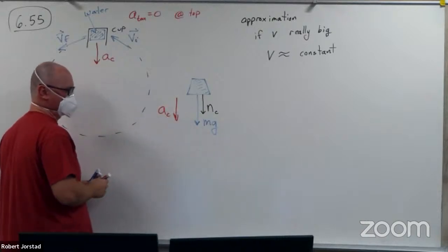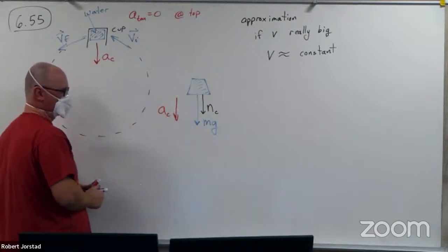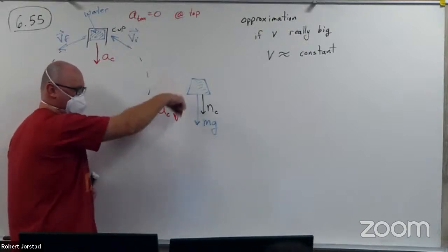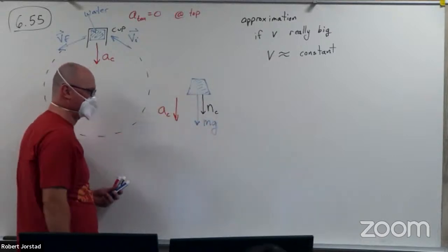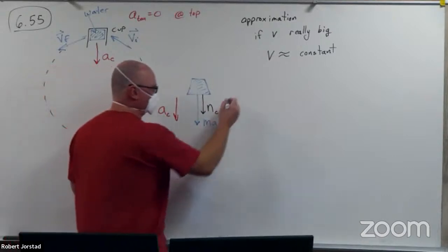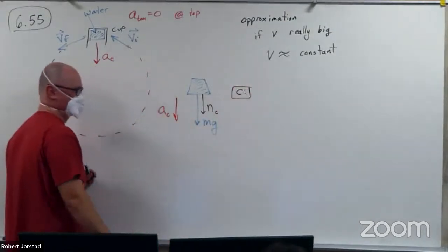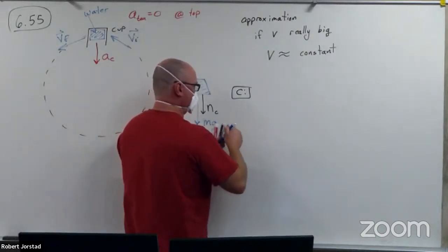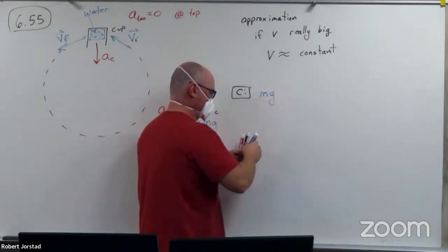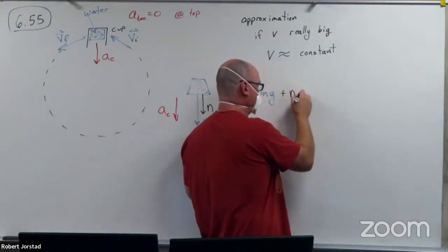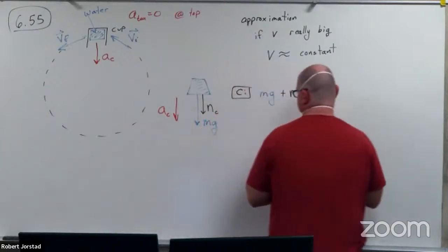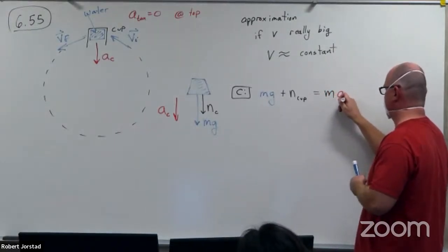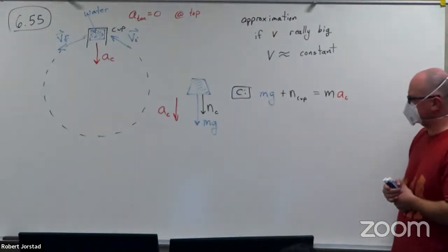Tell me the force equation. Which way do you want to call positive for this problem? Down, right? Everything's downward here. Give me the force equation in the centripetal direction, which is downwards. mg plus the normal force from the cup equals m a_c. Okay. So far, so good?